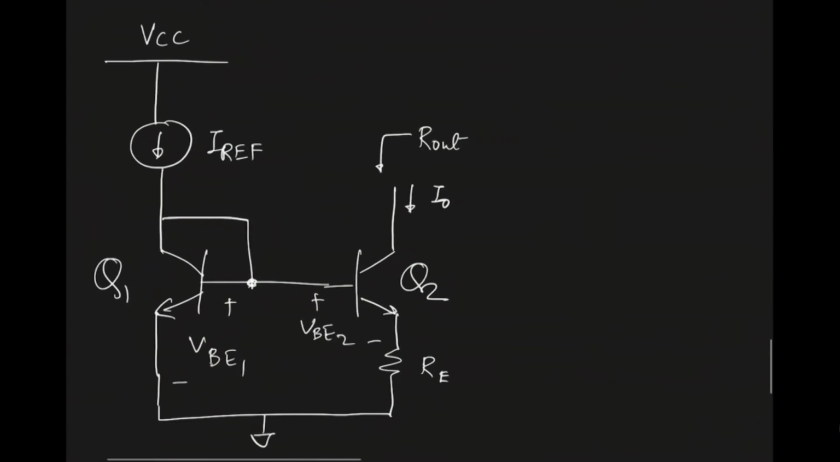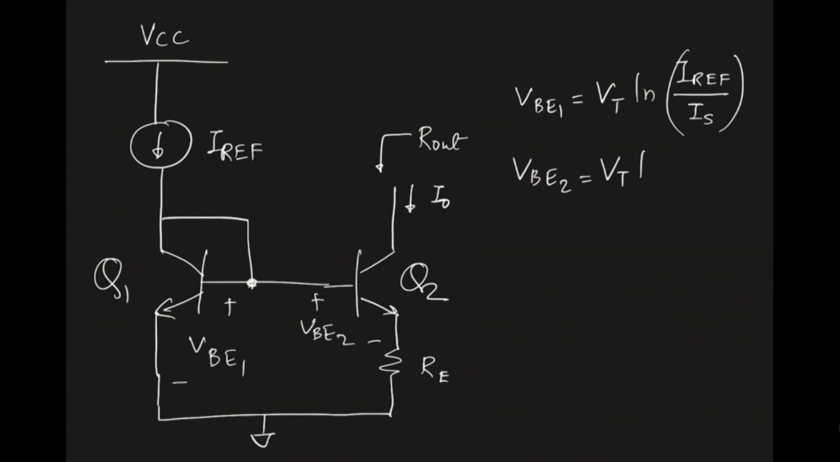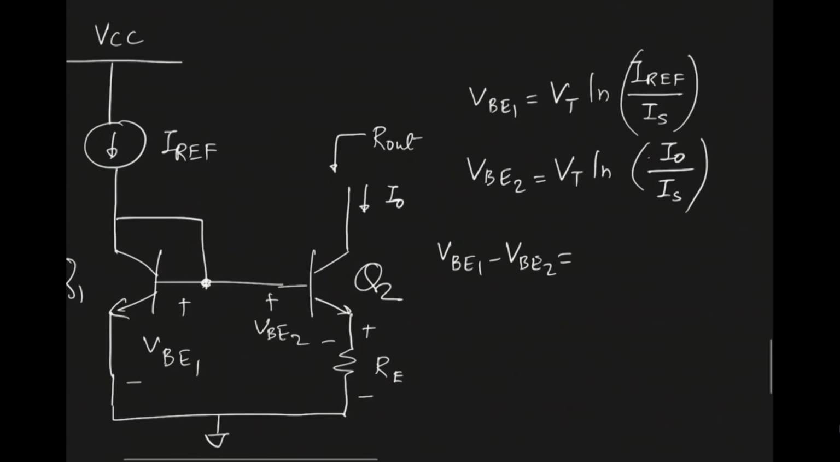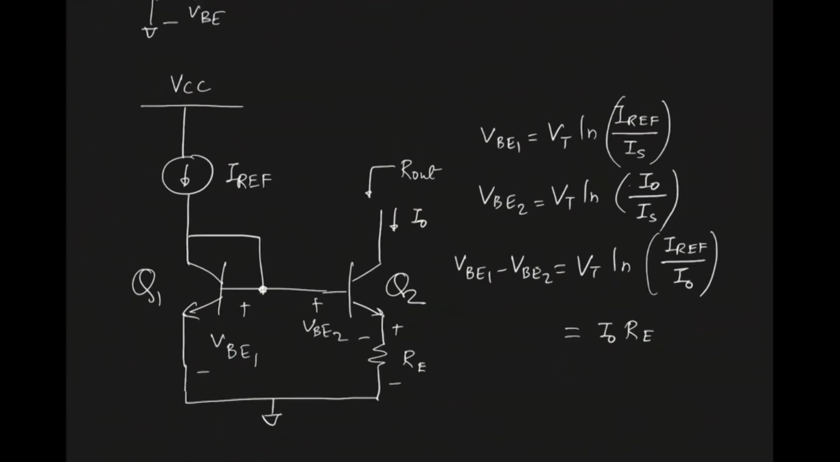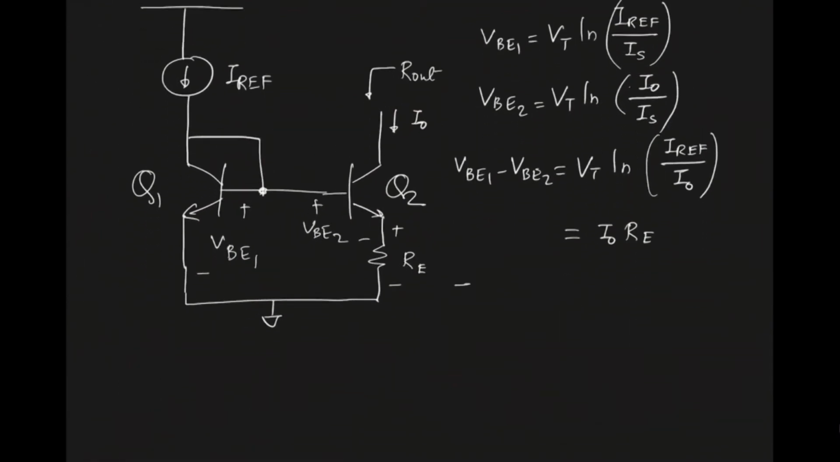All right. So what is VBE1? VBE1 is equal to VT ln IREF divided by IS, and VBE2 is equal to VT ln I0 divided by IS. When we look at the potential across this resistor RE, what is that potential? It is going to be VBE1 minus VBE2, and that is equal to VT ln, and when you take a difference, you'll see it's IREF divided by I0, and that is equal to, again, VBE1 minus VBE2 will be equal to I0 times RE. So the defining equation becomes really simple for this particular current mirror: I0 RE is equal to VT ln IREF by I0.